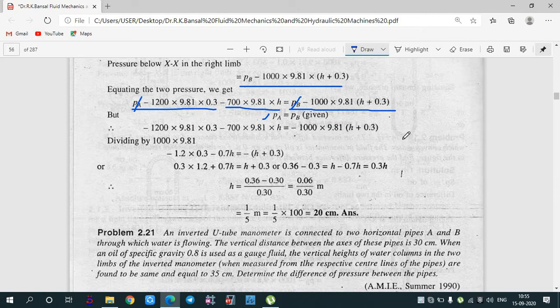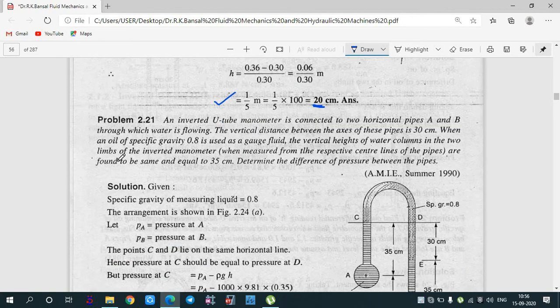After calculating this, we can get the value of H. So the H value is coming out to be 1 by 5 meter. In terms of centimeter, it is coming out to be 20 centimeter. This you need to calculate by using your calculator. Okay, so try to solve it in your calculator. After that we will see the next problem.